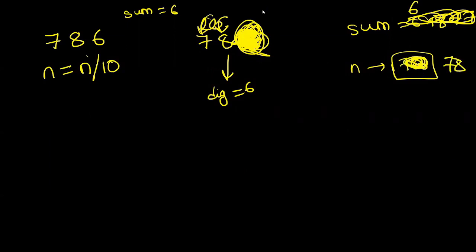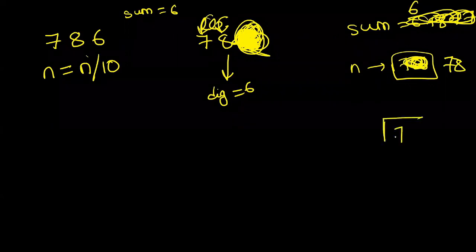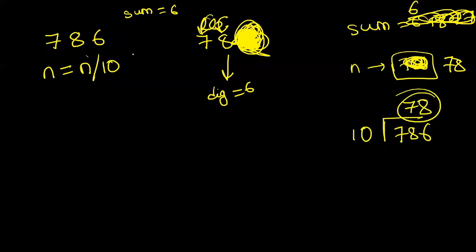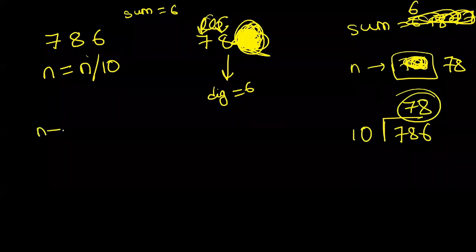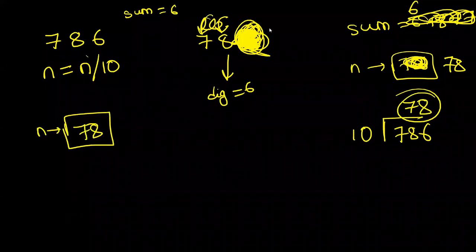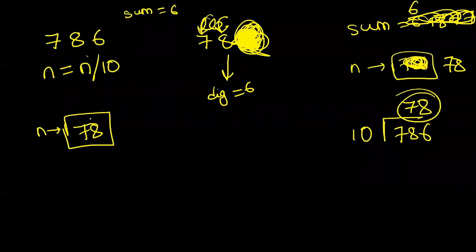Is this making sense? Look guys, try to understand. When you divide 786 by 10, the quotient will be 78. I am picking this quotient and assigning it back to n. So now guys, the number n is nothing but only 78. And there are two digits to process, that is 7 and 8. Now look, 6 is gone from this number. That means I have already processed the digit 6. Now the number is 78.